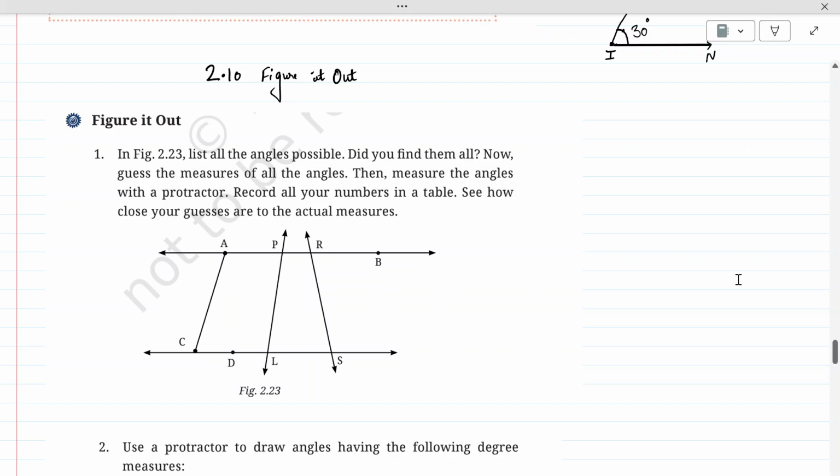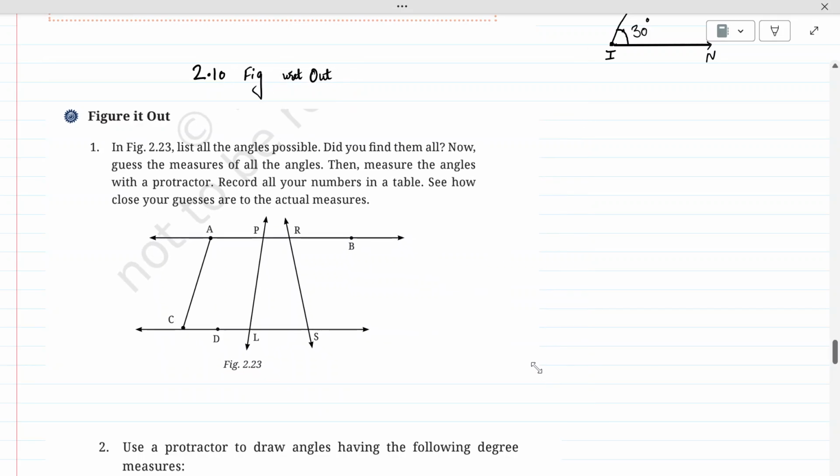Hello kids, I hope you have revised the last exercise where we learned how we have to make the angles. Now in today's exercise, let's start with the Figure it Out of 2.10. Okay, so let's start the class.